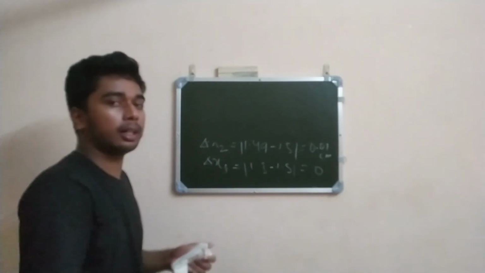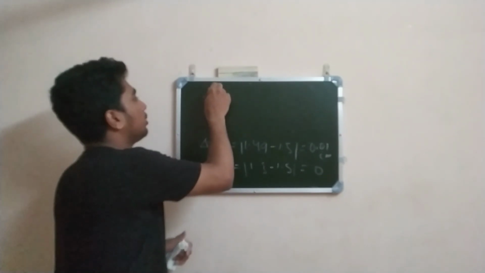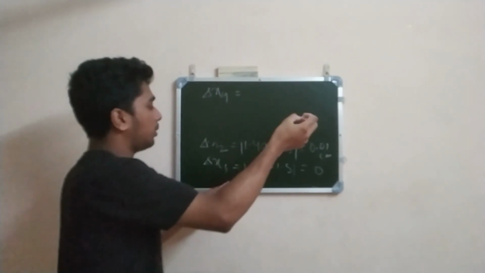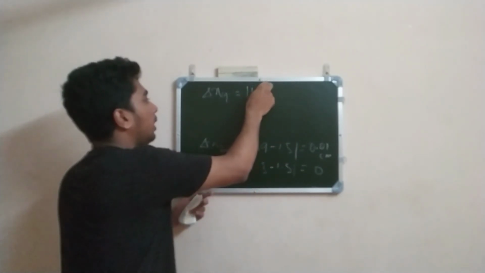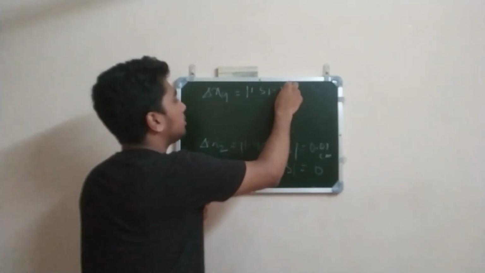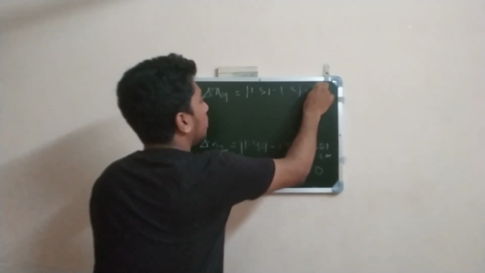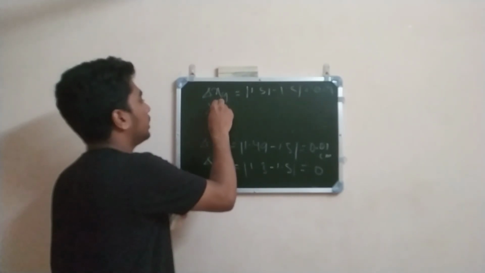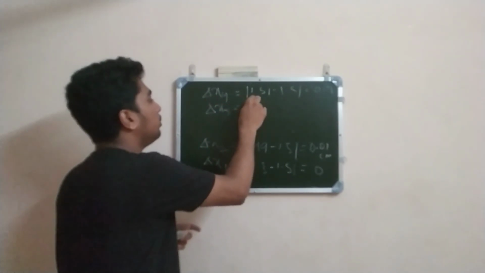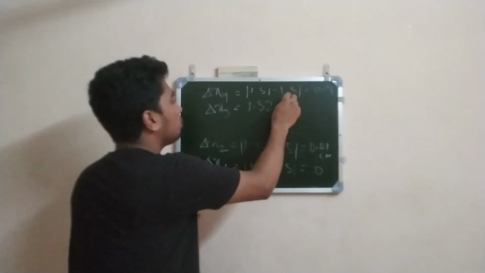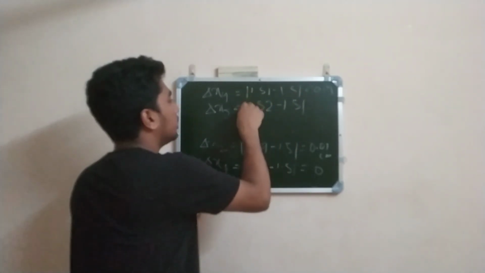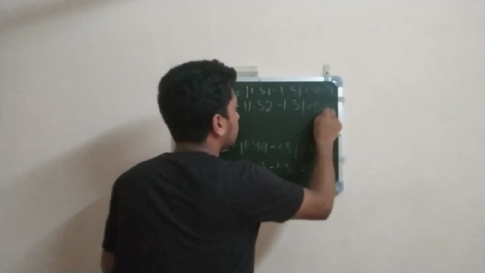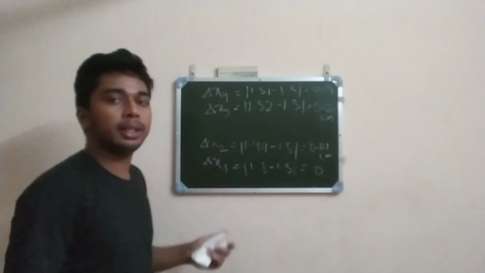Similarly, I can also find the deviation for the fourth data point. The fourth data point was 1.51 minus 1.5, and this is 0.01 centimeter. And for the fifth data point, del x5 will be 1.52 minus 1.5, so it will be 0.02 centimeter. So these are my deviations.